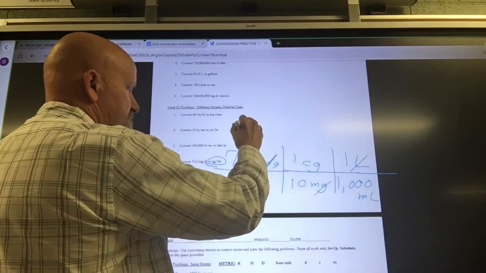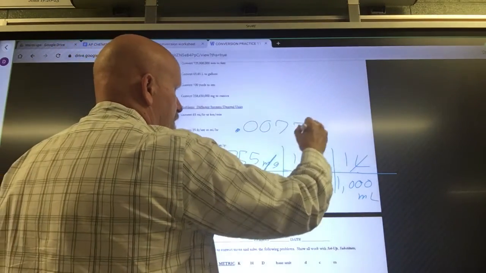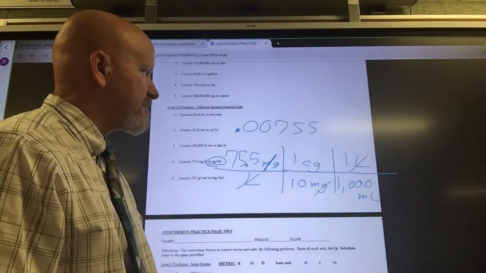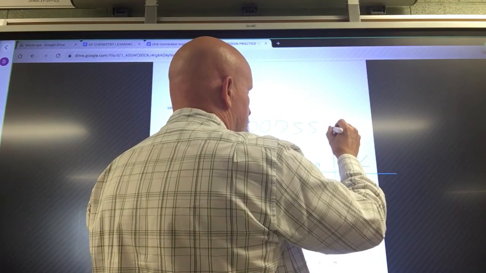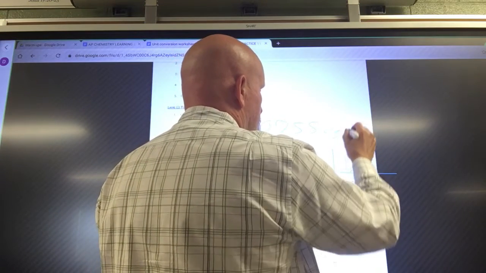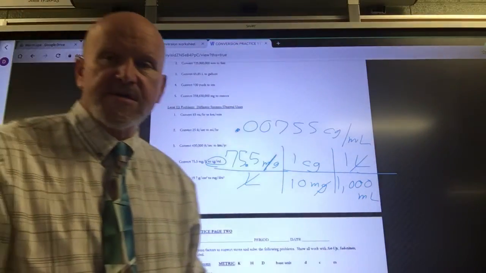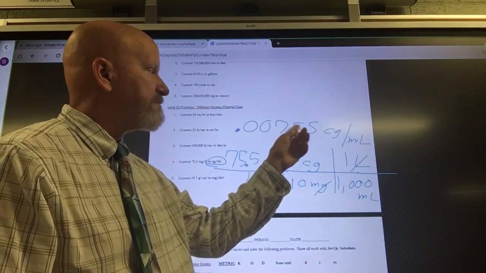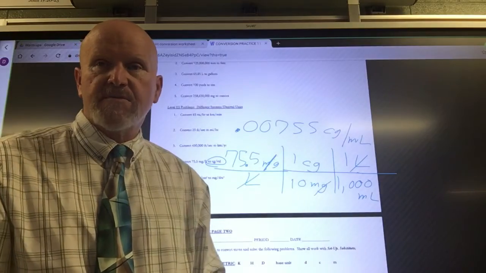So my final answer, I believe, would be 0.00755. Now I still have the same number of sig figs, or if I put this in scientific notation, it would be 7.55 times 10 to the minus 3 centigrams per milliliter.